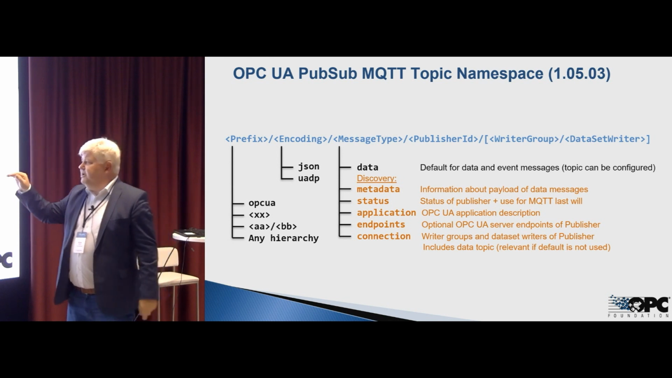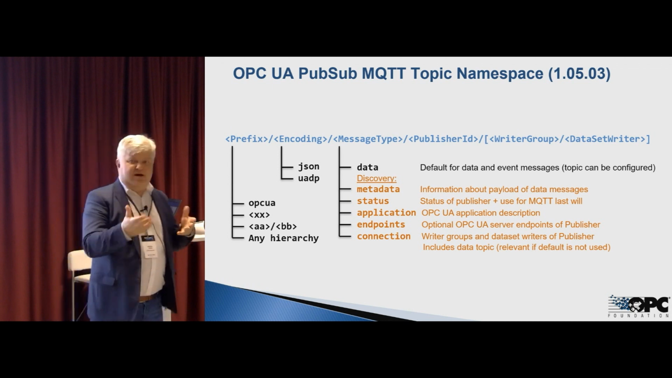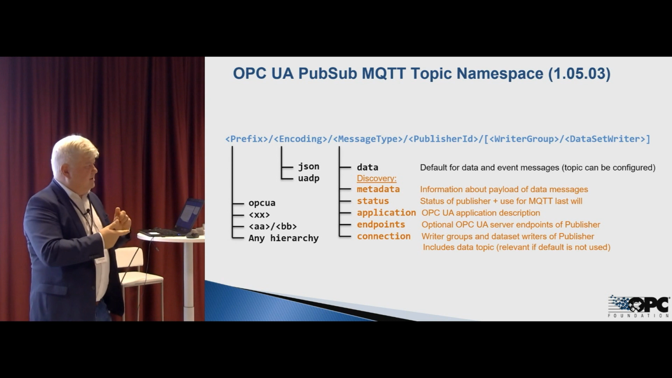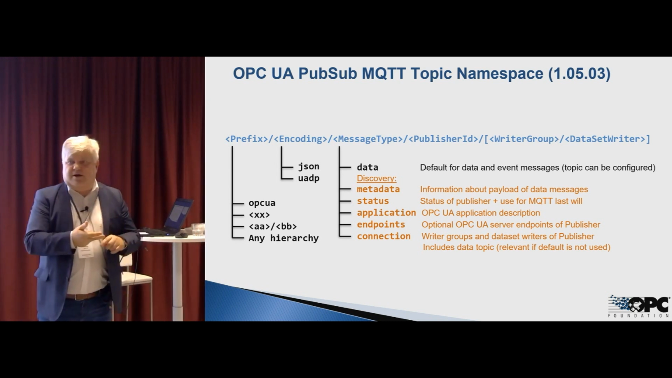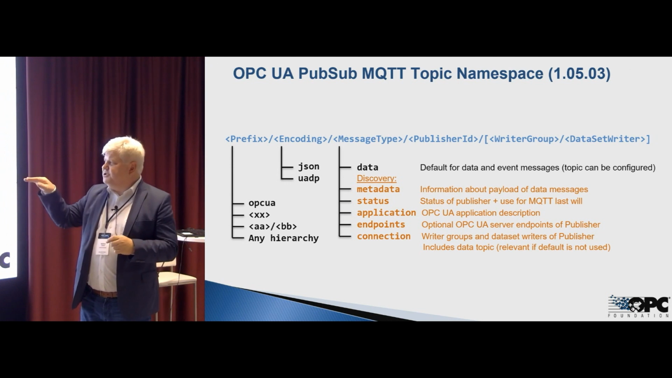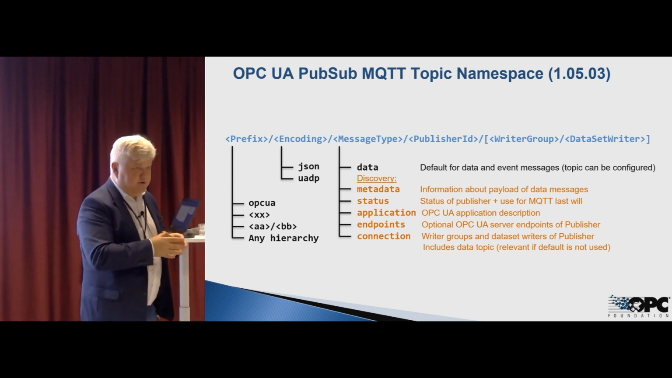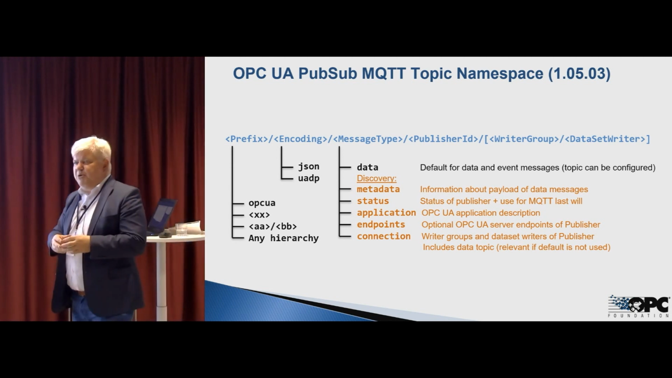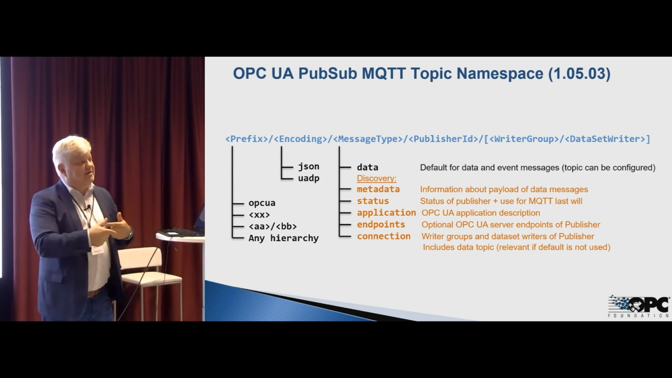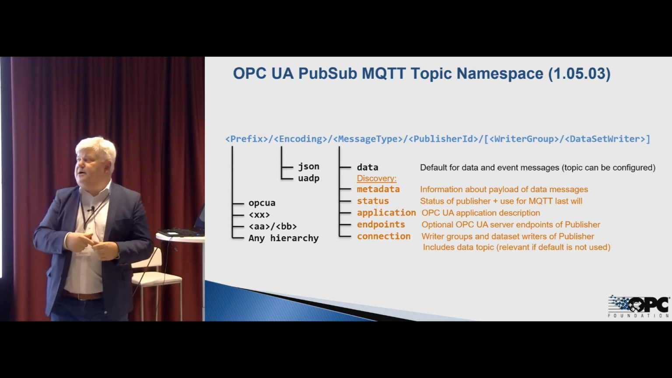Then we have application description. This is the same thing you get with client-server discovery, to say what is the product, what is the instance name, and the capabilities of the application. Then we have the optional thing: if the publisher is an OPC UA server, then you also get the endpoints for the server, and you can connect as a client, for example, to configure the publisher to maybe change the data that is sent through PubSub.